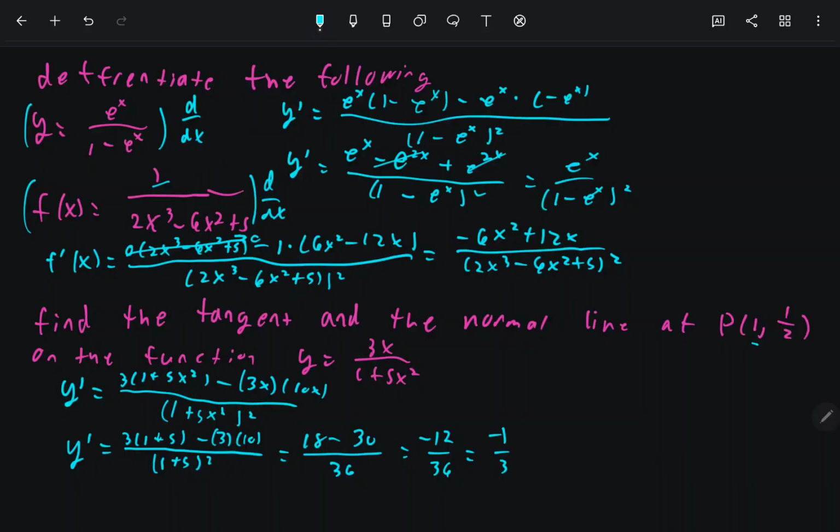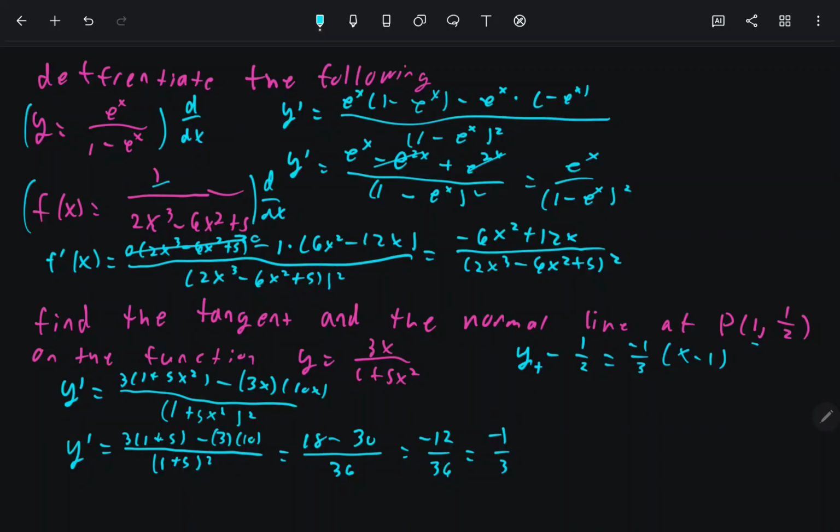So our slope of our tangent line is negative 1/3. So our y tangent minus 1/2 is equal to negative 1/3 times x minus 1. And that's our equation of our tangent line.